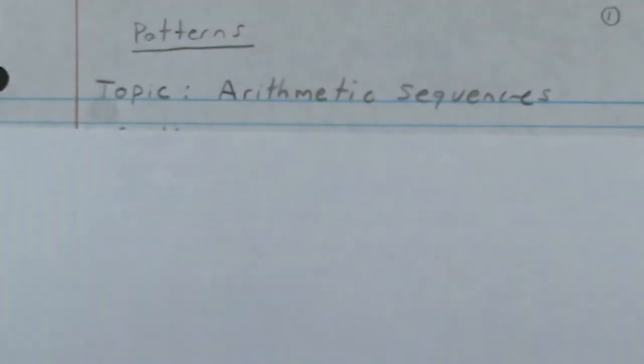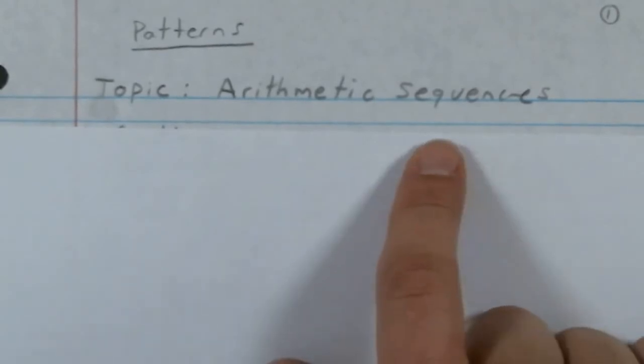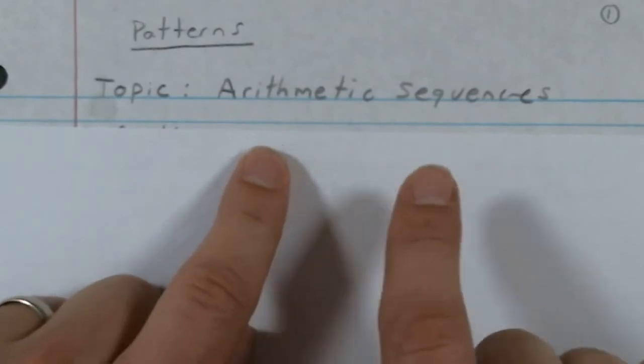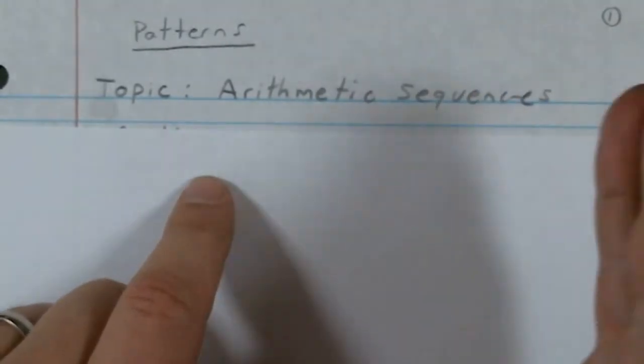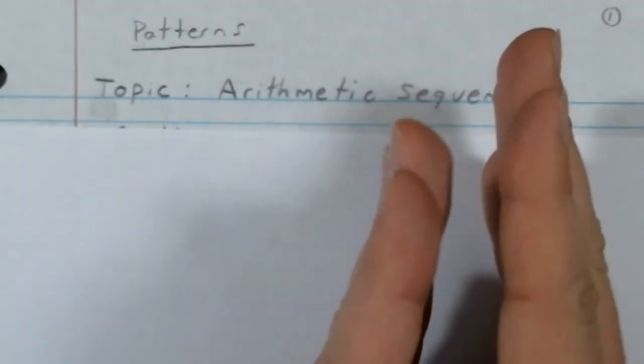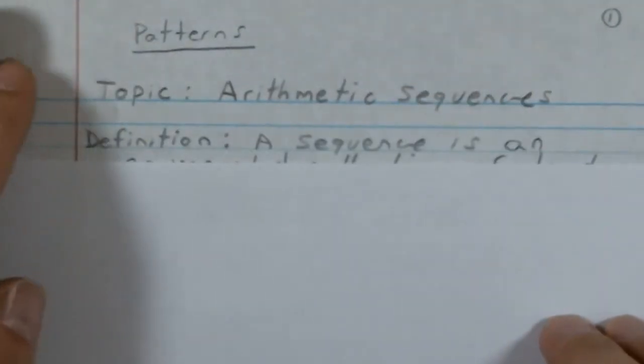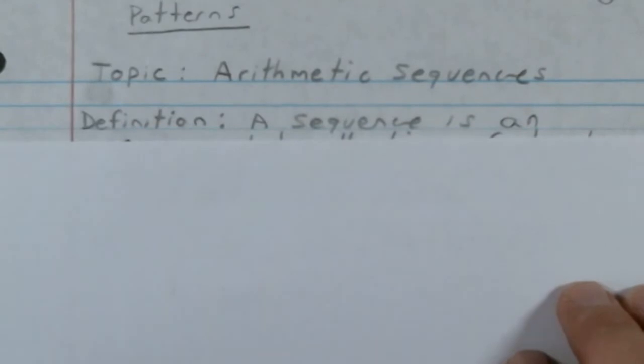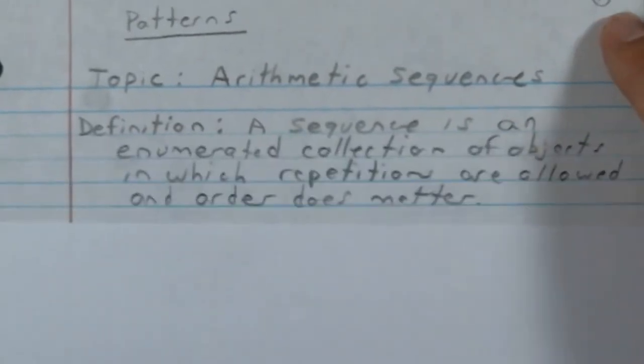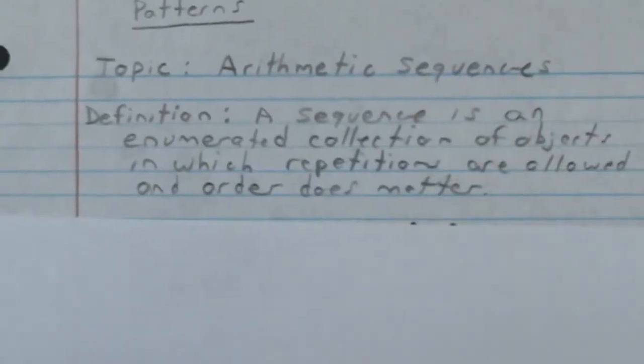So we have patterns pretty much everywhere we look, and our brains think in patterns too. In arithmetic sequences, a sequence is like a pattern. It's some kind of step-by-step process. So that's the first thing I want us to define a little bit: what is a sequence. So yes, go ahead and write this down.